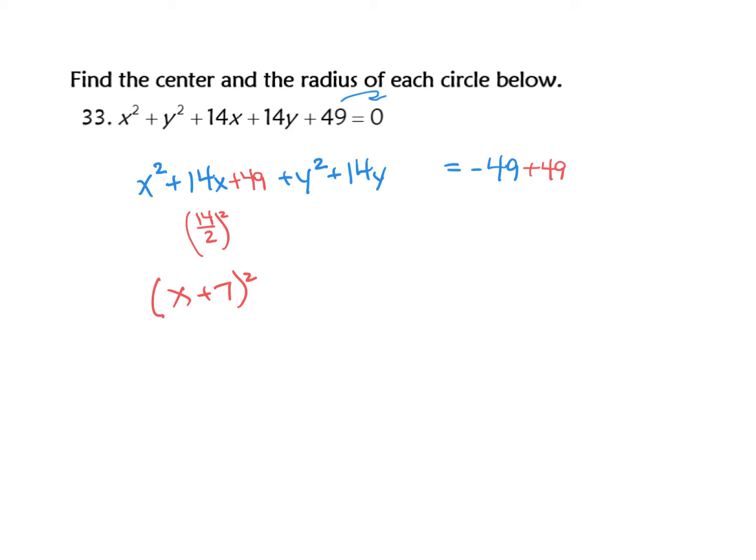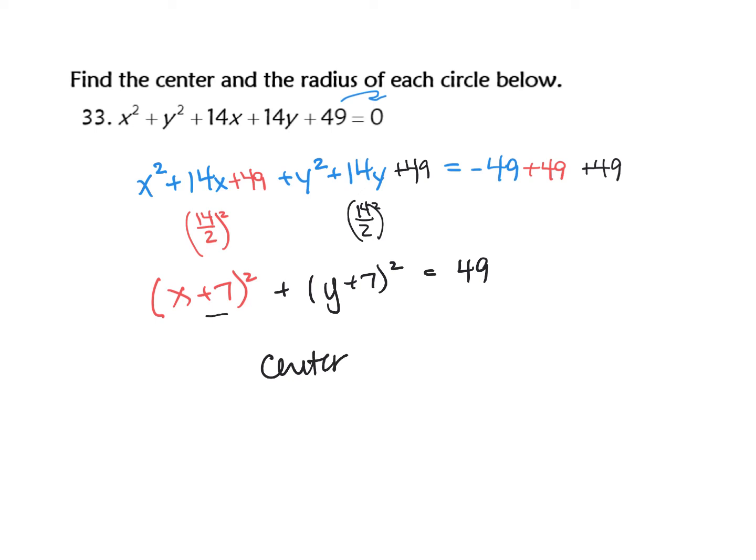Okay, so now let's do the y's. So in my head, I'm doing, again, 14 divided by 2, which is 7. Squaring it, that's 49. I have to add 49 to both sides. So now I have y plus 7 squared equals, clean up the right side, I have 49. So the center of my circle, remember it's always the opposite of my h and my k. So it's going to be -7, -7. And my radius is 7, because this is equal to r squared. So take your square root of both sides and you get 7.